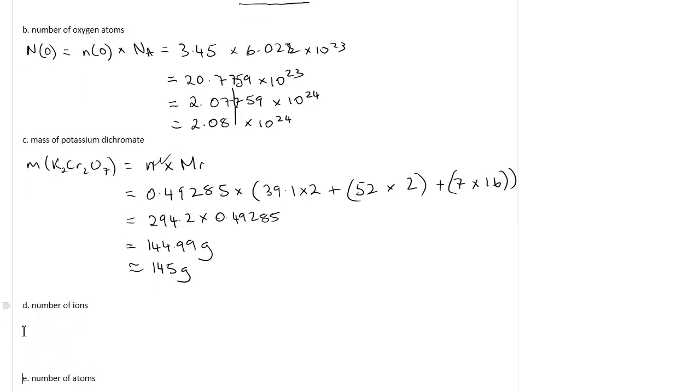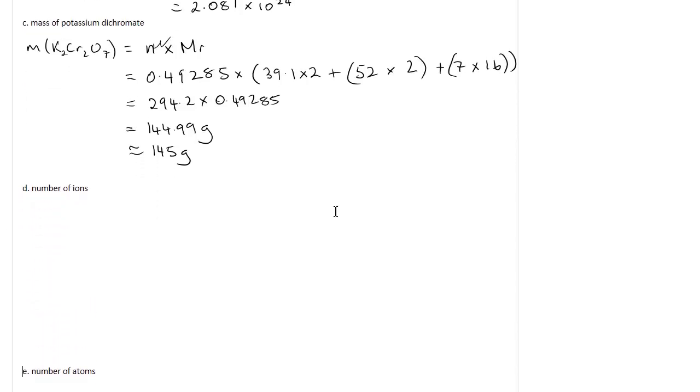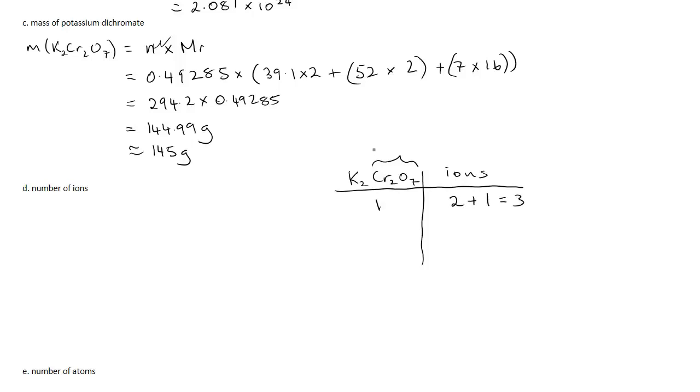Our number of ions, number of atoms is calculated in a very similar way. You can again set up your little table where you are going to be looking at potassium dichromate and ions. Now with potassium dichromate, there are 2 potassiums for every 1 dichromate. So dichromate, this whole thing is together. So there's actually 2 plus 1. So in every one of these, the ions is 2 potassiums and 1 dichromate, so 3 ions. So to go from there to ions is times by 3.